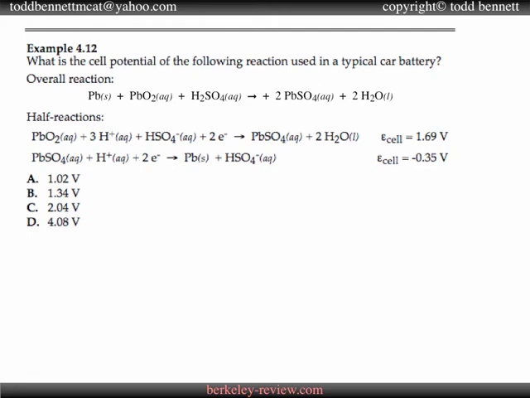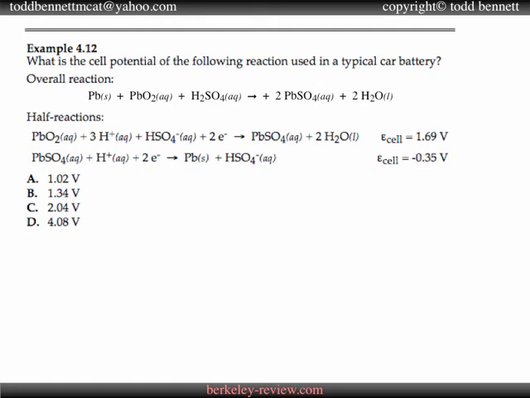Example 4.12. What is the cell potential for the following reaction used in a typical car battery? So you have lead reacting with lead oxide. So lead in a 0 oxidation state reacting with lead in a +4 oxidation state, both ultimately ending up in lead sulfate where it has a +2 oxidation state. They give you the respective half reactions, and the important thing is for you to realize that you do not need to multiply for the balanced reaction. You just have to simply put the two reactions together.